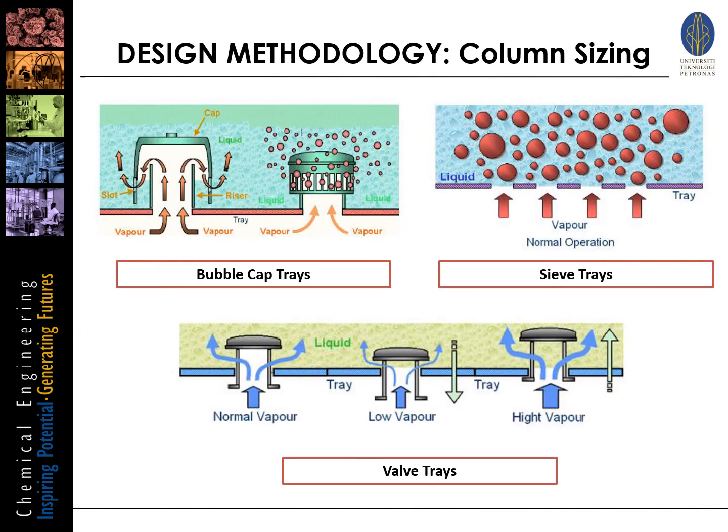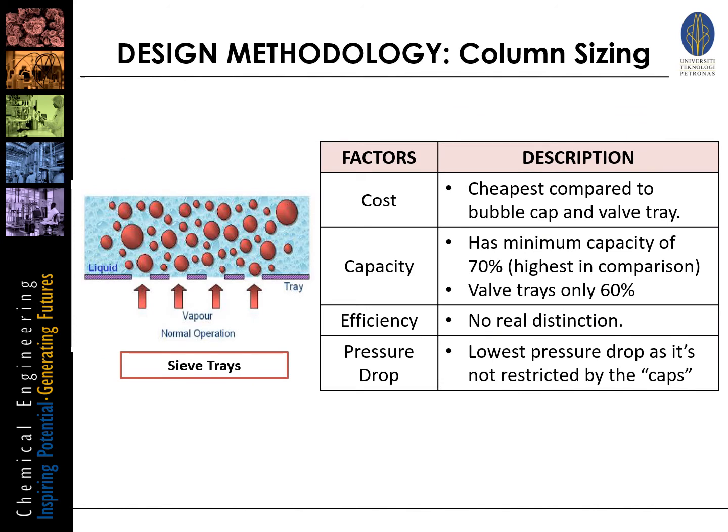Before we proceed with the column sizing, we have to determine what is a suitable tray to be used in our distillation column. There are three types of trays commonly: the bubble cap tray, the sieve tray, and the valve tray. All three trays have their own pros and cons, which we will further explore. Eventually, it is determined that the sieve tray is the best among the three.